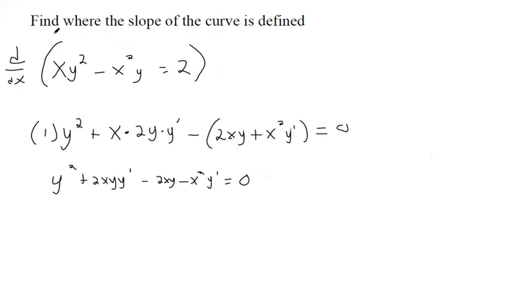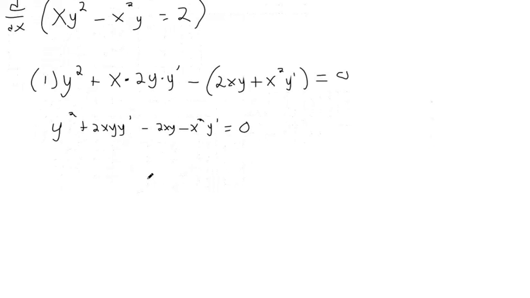Okay, so we're supposed to find where the slope of the curve is defined, which means we'd like to know an equation for the slopes, for the equation for the derivative. So let's try to get y prime by itself. My first step will be to get rid of all the terms that don't involve y prime. So I'm going to subtract y squared from both sides. And while I'm at it, I'm going to add 2xy to both sides.